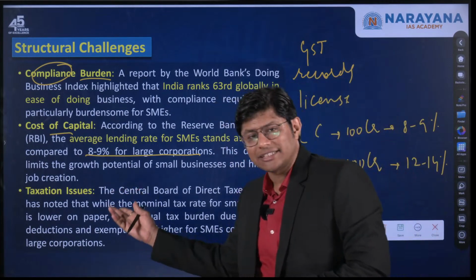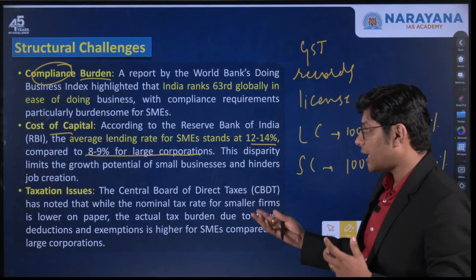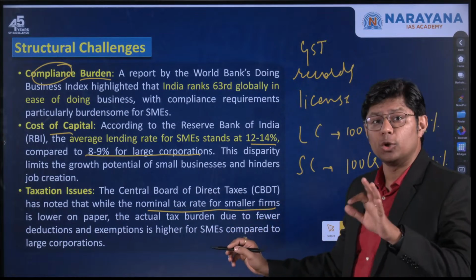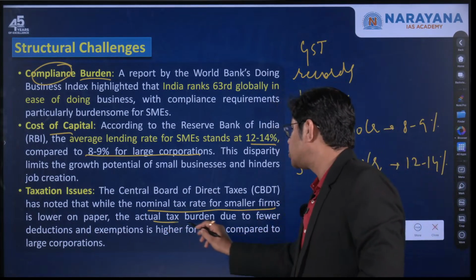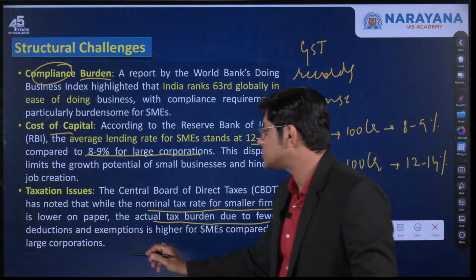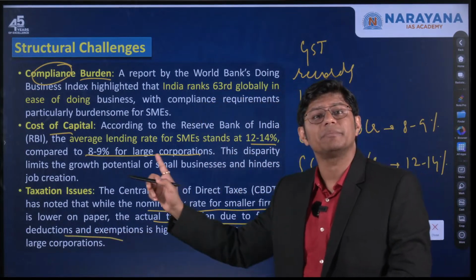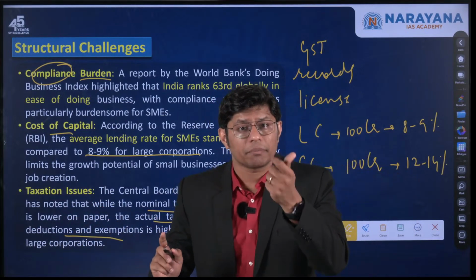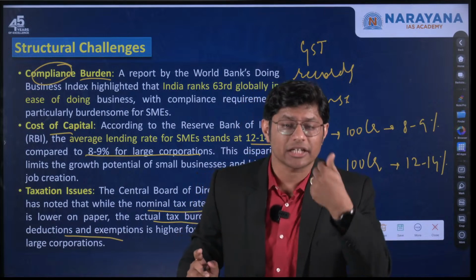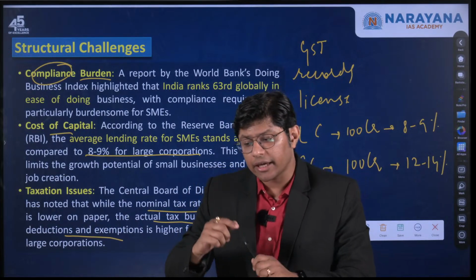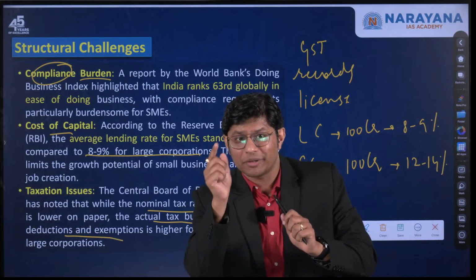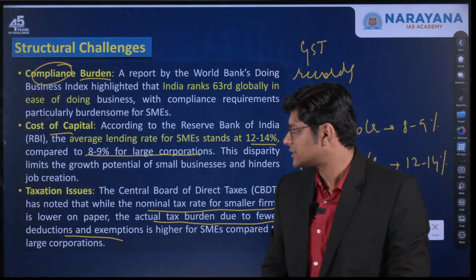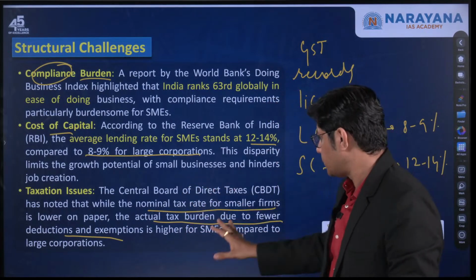The next is taxation issues. The Central Board of Direct Taxes has noted that while the nominal tax rate for smaller firms is low on paper, the actual tax burden is higher due to fewer deductions and exemptions. This is what I explained in the previous slide. Because the smaller companies are not in a position to maximize deductions and exemptions, they pay more in terms of percentage than the larger companies or big businesses. So this is another problem.